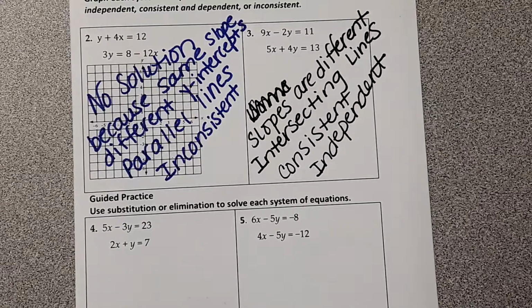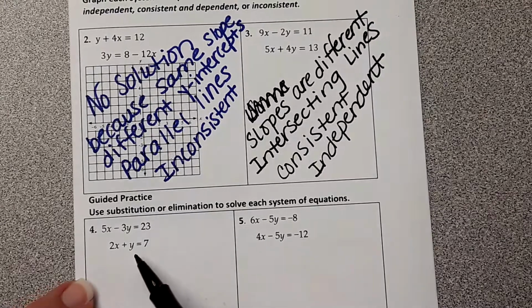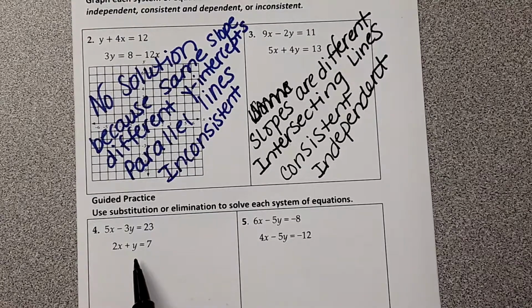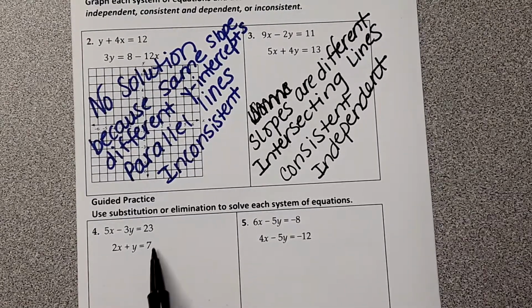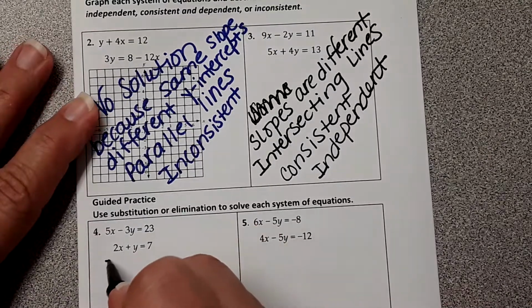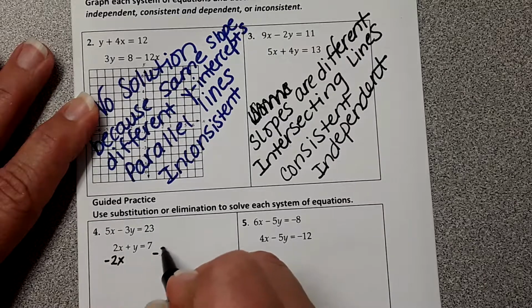I like when substitution is easy. So I'm going to show you the difference between what's a good substitution problem and what's a good elimination problem. So number 4 right here is probably an okay substitution problem because there's no number in front of y. Do you see that there's no number in front of this y? So I'm going to rewrite this equation so that the y is by itself. We have already practiced this, right? It's kind of like putting it in slope-intercept form. So I'm going to subtract the 2x from both sides.